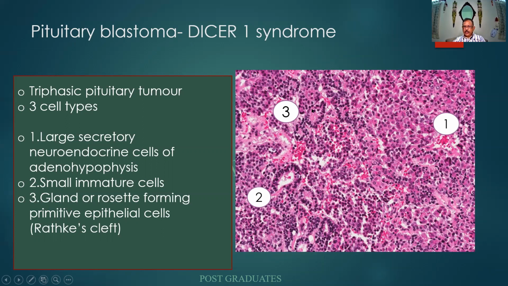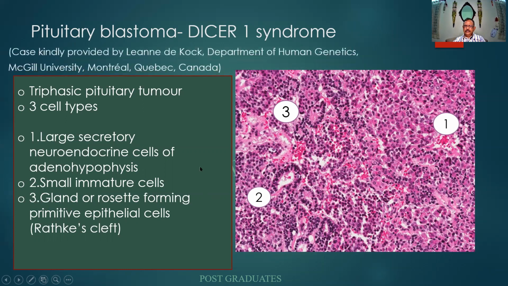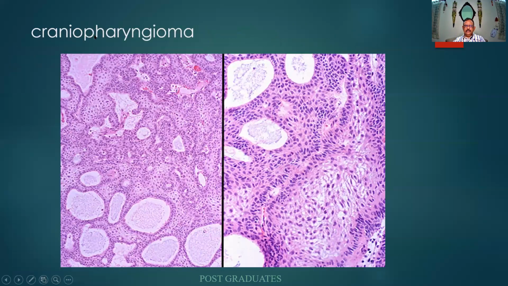Please remember this one. It is reminiscent of something else which we shall be seeing. The pituitary blastoma is a triphasic pituitary tumor with 3 cell types: large secretory neuroendocrine cells, small immature cells, and the third can be gland or rosette formation. And this is the source of the reference, thanks to that. This incidentally can be given.